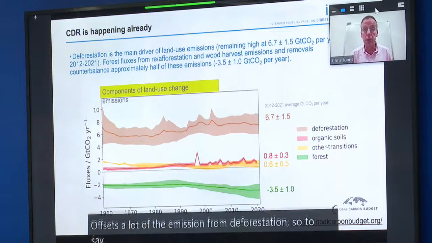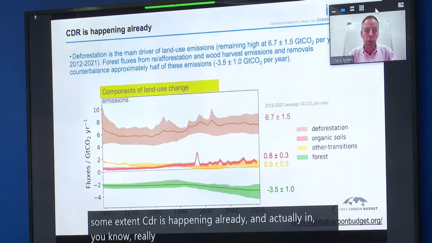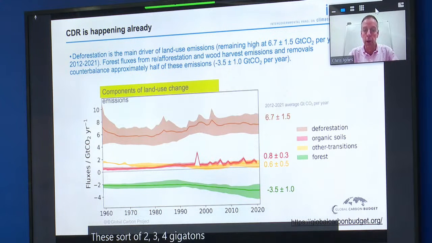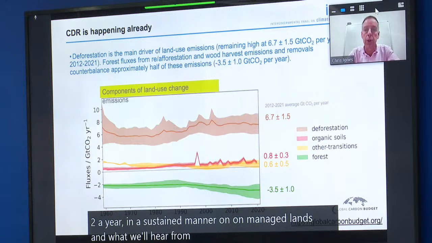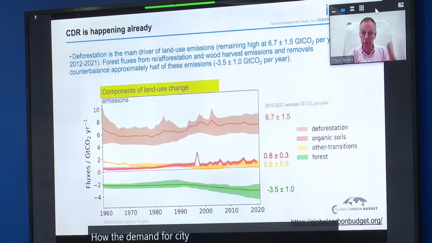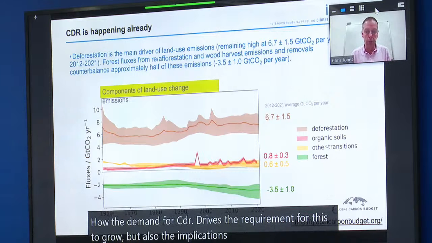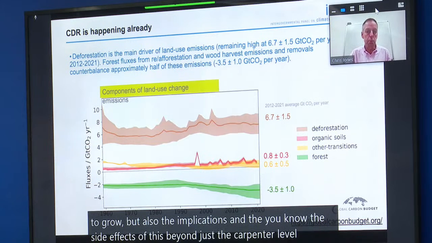So to some extent, CDR is happening already, and actually in reasonably large numbers, these sort of 2, 3, 4 gigatons of CO2 a year in a sustained manner on managed lands. And what we'll hear from some of the other talks, obviously, is both how the demand for CDR drives the requirement for this to grow, but also the implications and the side effects of this beyond just the carbon removal.